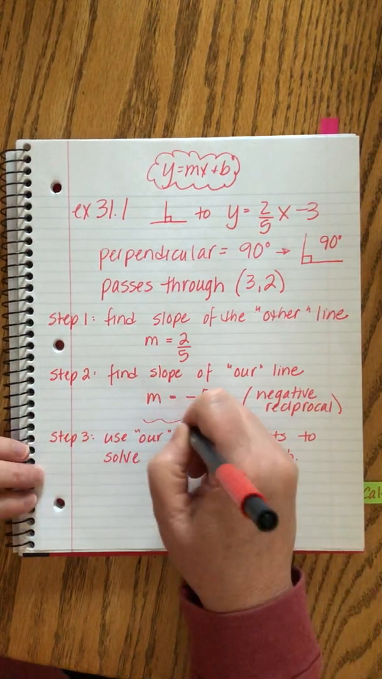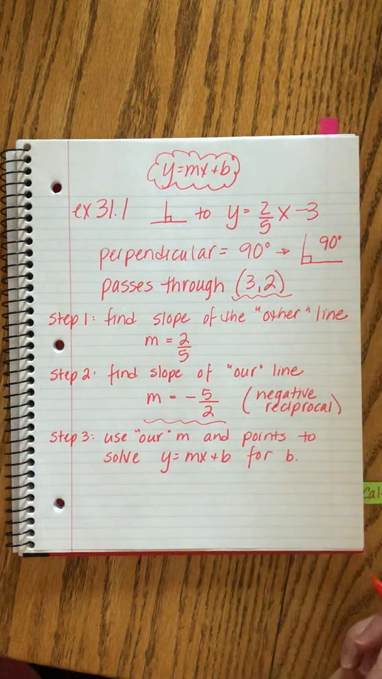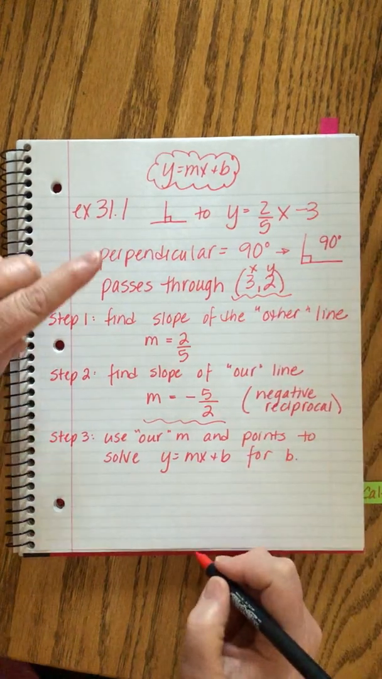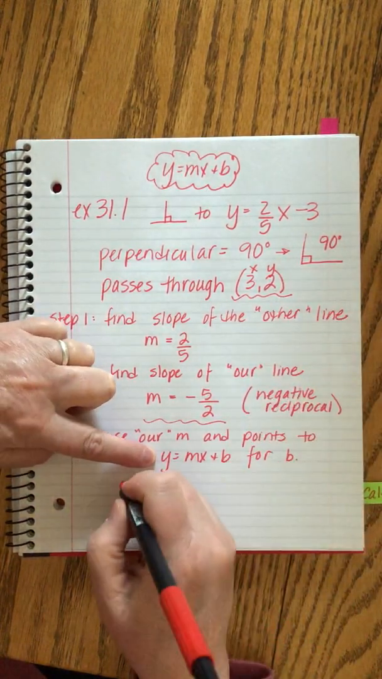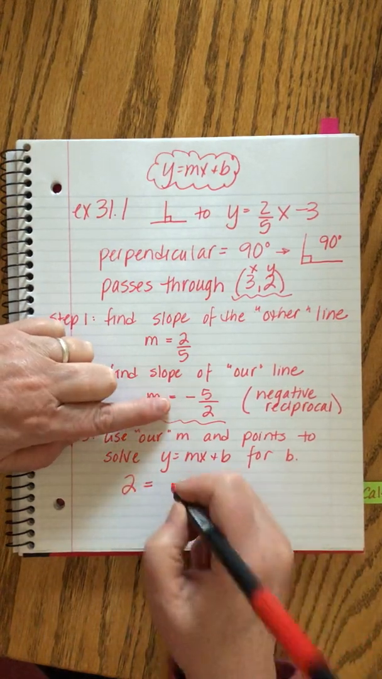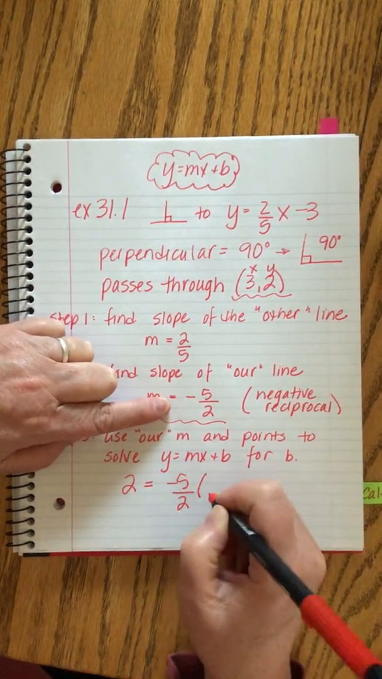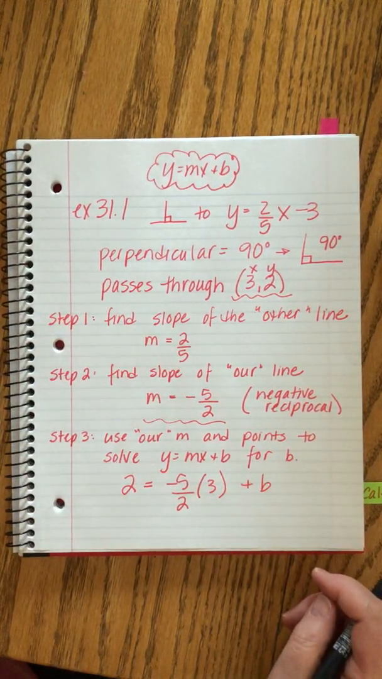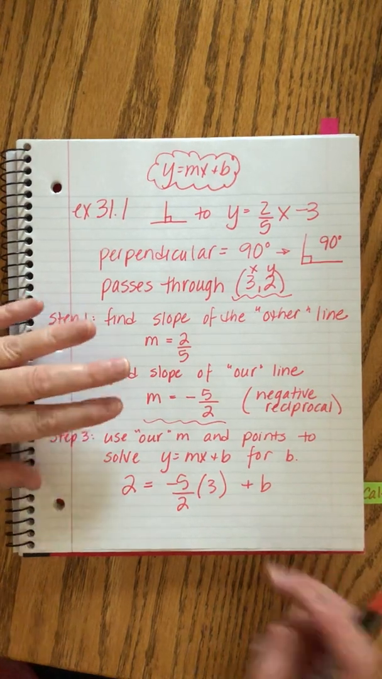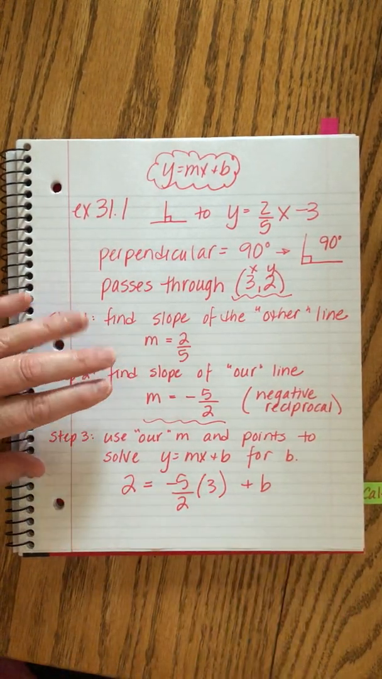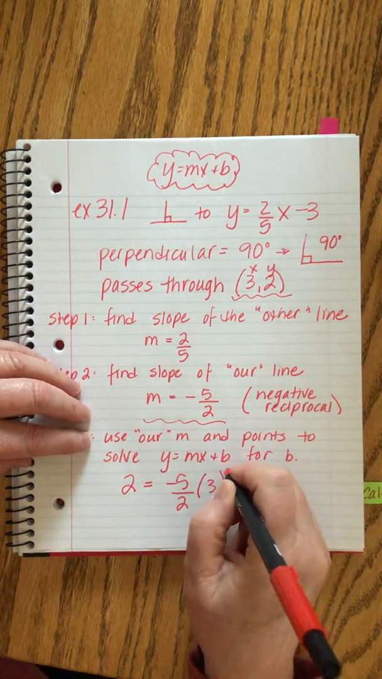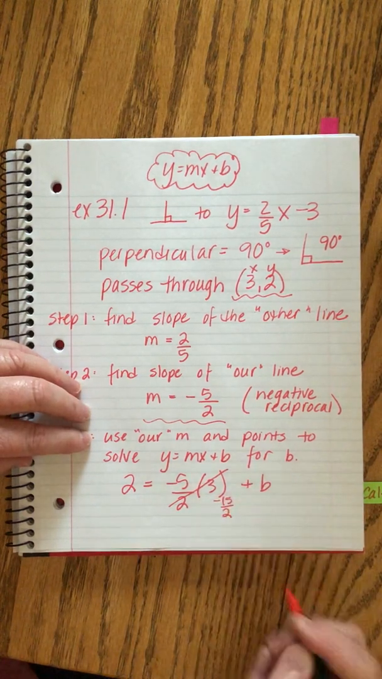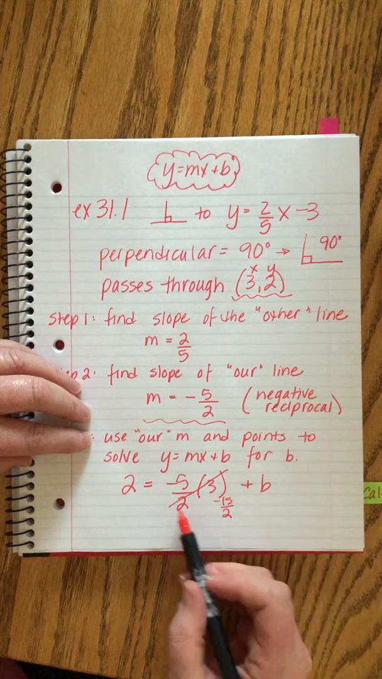Okay, so we need this. And we need these. This is x, this is y. So, using this formula, we'll say that 2 equals m, minus 5/2, times x, which is 3, plus b. Okay, so we're going to have to move this over here, and then we'll be good. I'm going to rewrite it, multiplying that out. It's minus 15/2, right? Minus 5 times 3 is minus 15, and there's the 2.